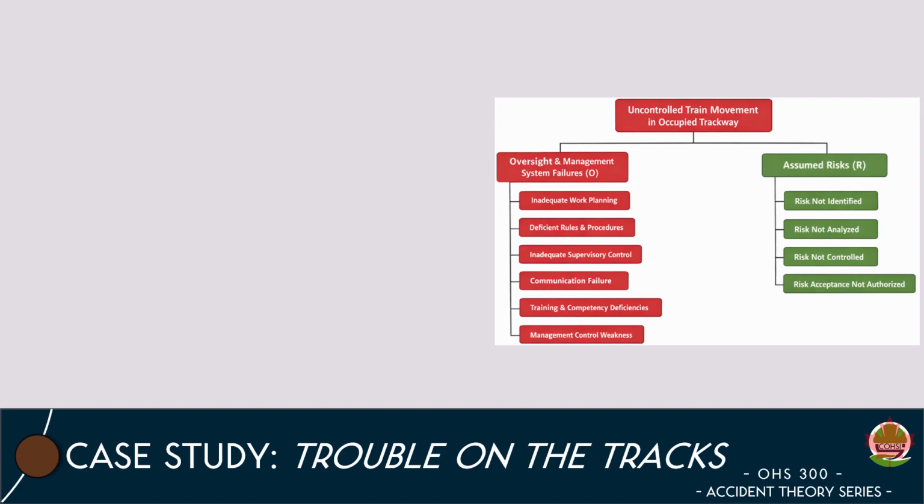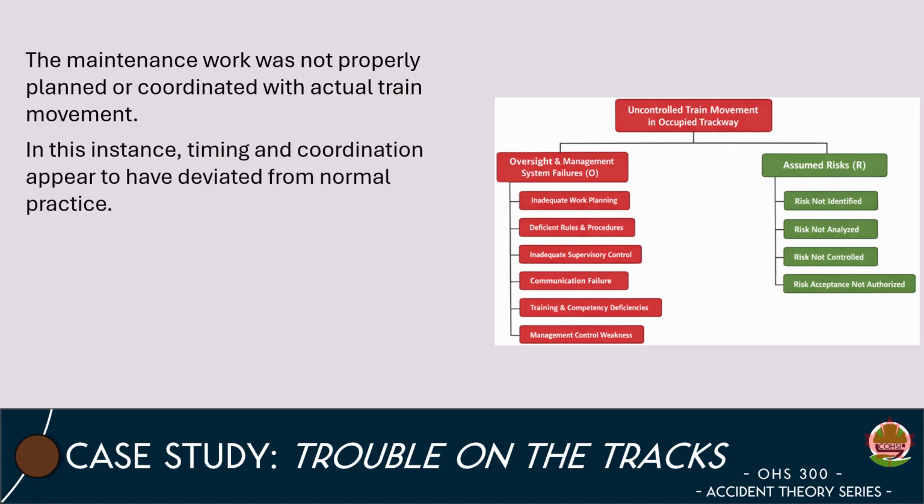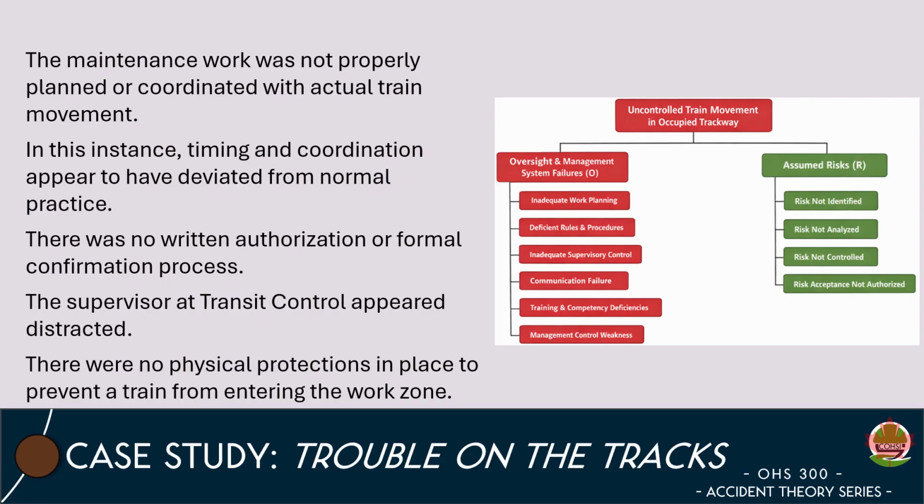From a management and oversight perspective, there were major problems that contributed to the event. The maintenance work was not properly planned or coordinated in reference to actual train movement. The worker in the case study reports that this type of work is usually done in the overnight hours. Track access procedures relied on verbal confirmation instead of written authorization and official confirmation. The supervisor at transit control seemed distracted and did not confirm there was no train movement. Also, there were no physical protections in place to stop a train from entering the work area.